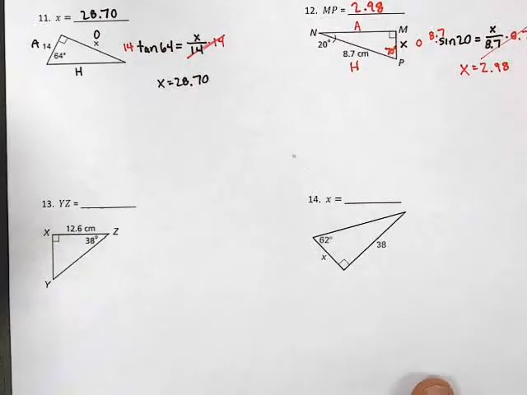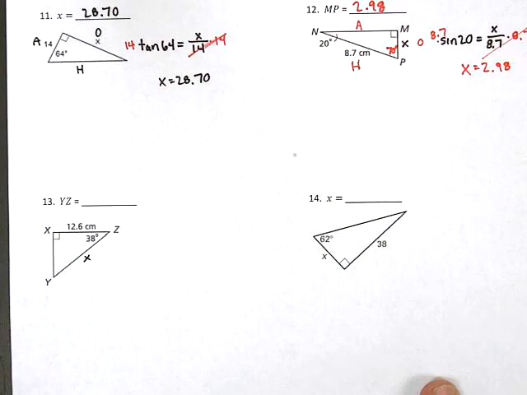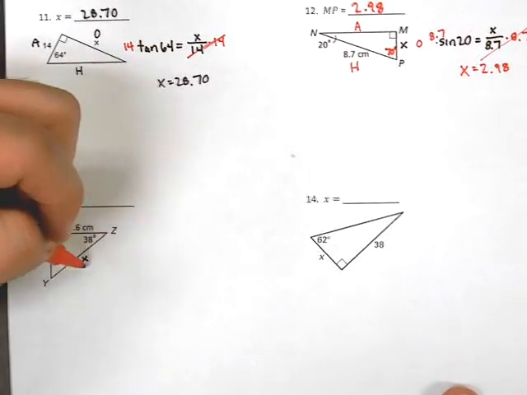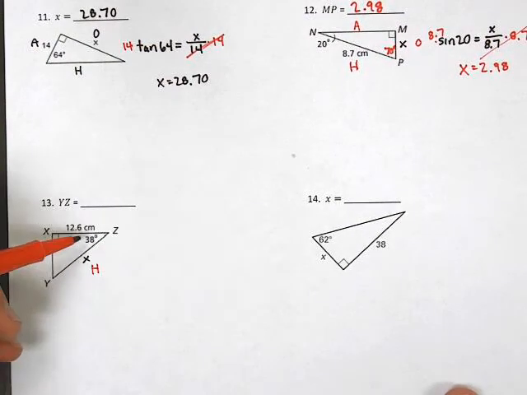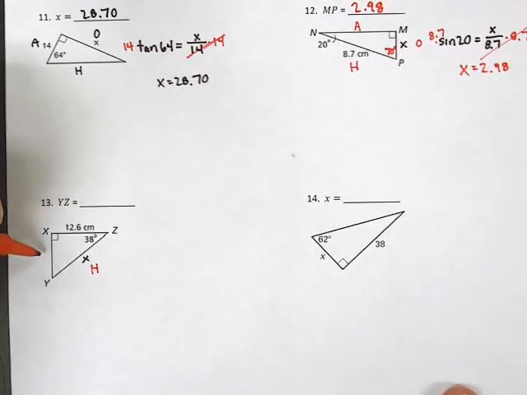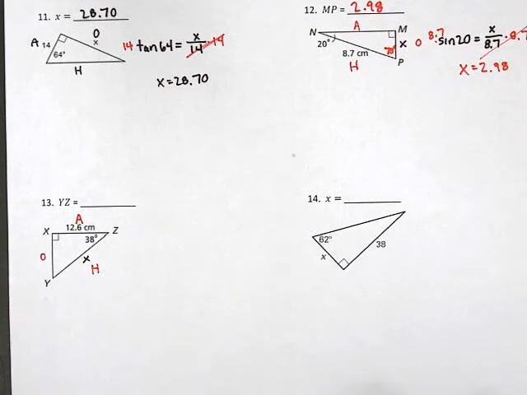On this next one, let's see. Okay, YZ. YZ's right here, so I'm going to put an X, so I know what I'm looking for. I know that that's my hypotenuse because it's across from the right angle. I know that I have this 38 degrees, so I would say XY is opposite. 12.6 is adjacent. I can set this up. Okay, I got this.